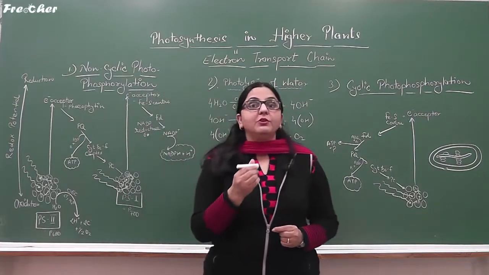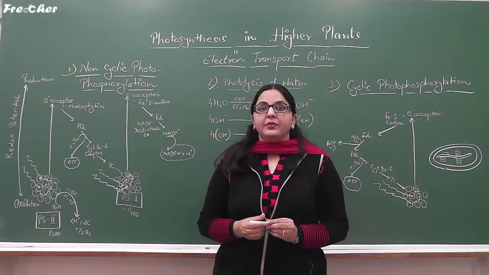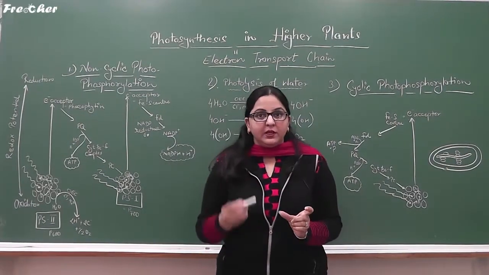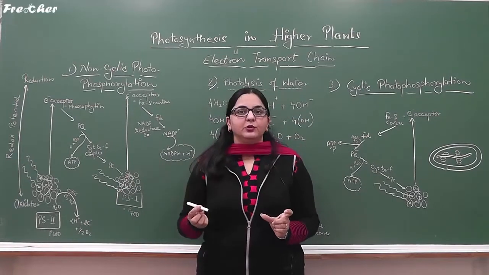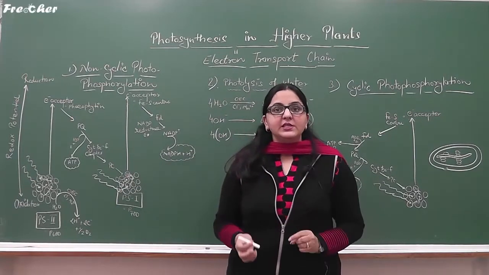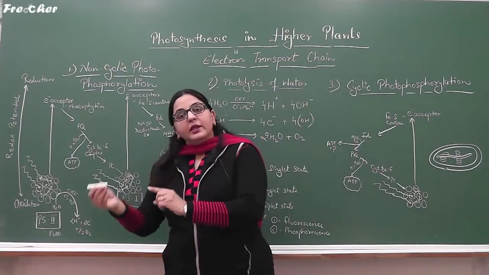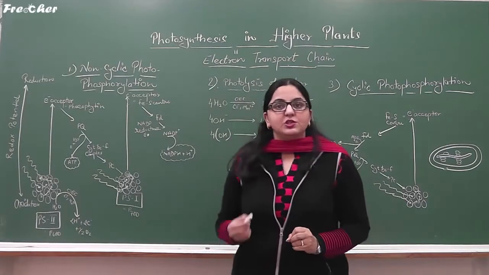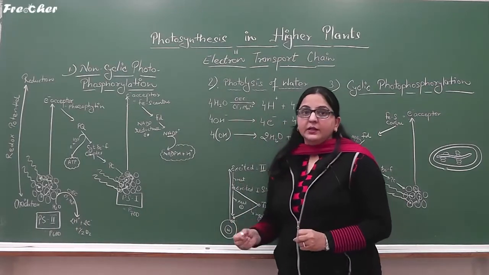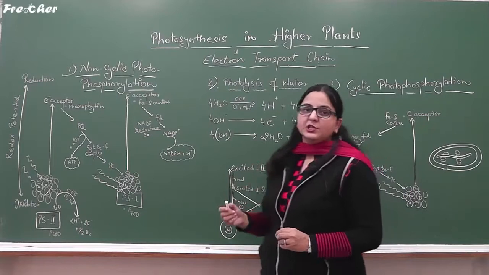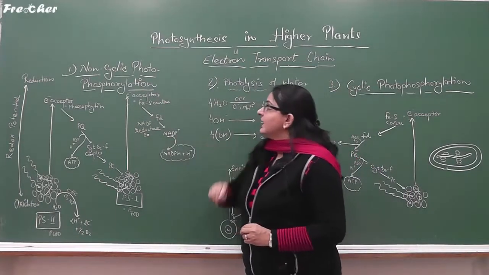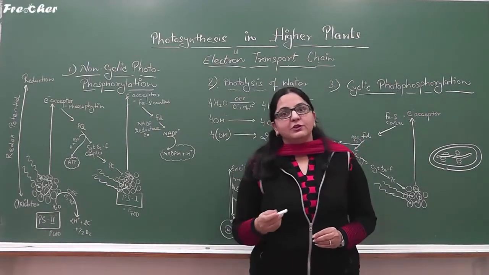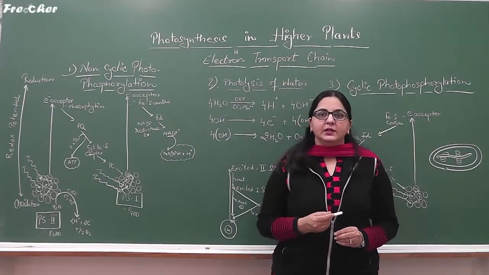Now come to the point of photophosphorylation. Phosphorylation is the formation of ATP via ADP molecule. Photophosphorylation is the formation of ATP by using ADP molecules in the presence of sunlight. Here photophosphorylation is of two types: non-cyclic photophosphorylation and cyclic photophosphorylation. First of all, it was studied by Arnon et al.